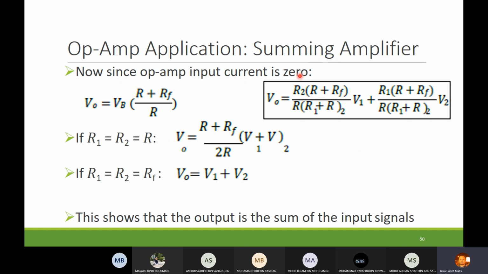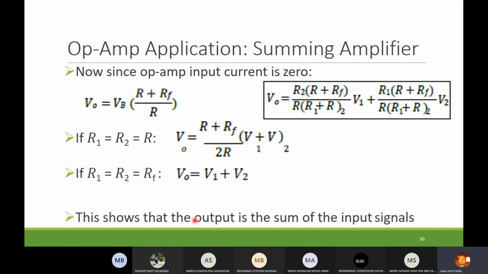Now, since op-amp's input current is 0, so VO equivalent to VB, R plus RF over R. Okay, so VO sama dengan R2 darabkan dengan R plus RF over R darabkan dengan R1 plus R2. Oh ni kat dalam ni sebenarnya, dua dia ni dia kat luar pula. Darabkan dengan V1 plus R1 R plus RF and R over R darabkan dengan R1 plus R2 darabkan dengan V2. So if R1 dengan R2 equivalent to R, kita akan dapat V out dia, rumus dia yang ini. Kalau sama dengan RF, so V0 equivalent to V1 plus V2.